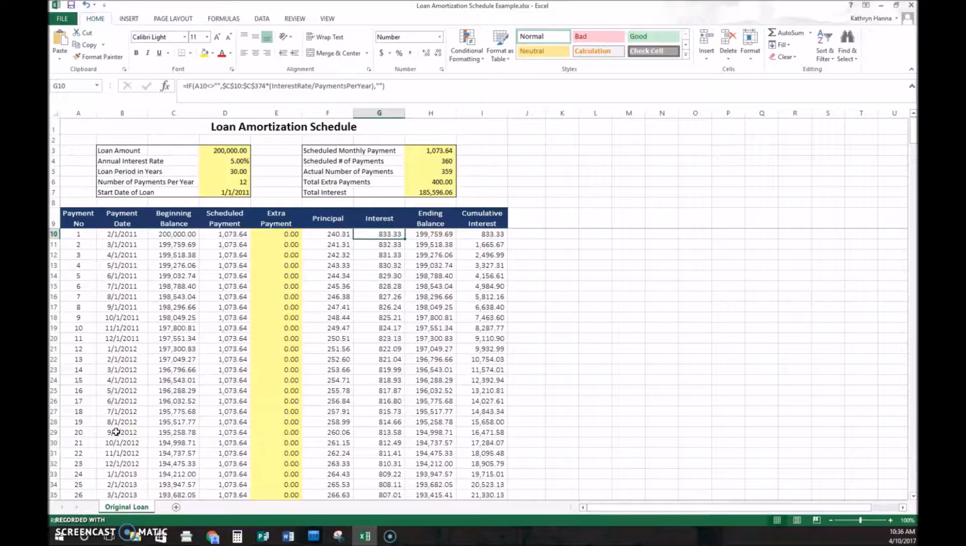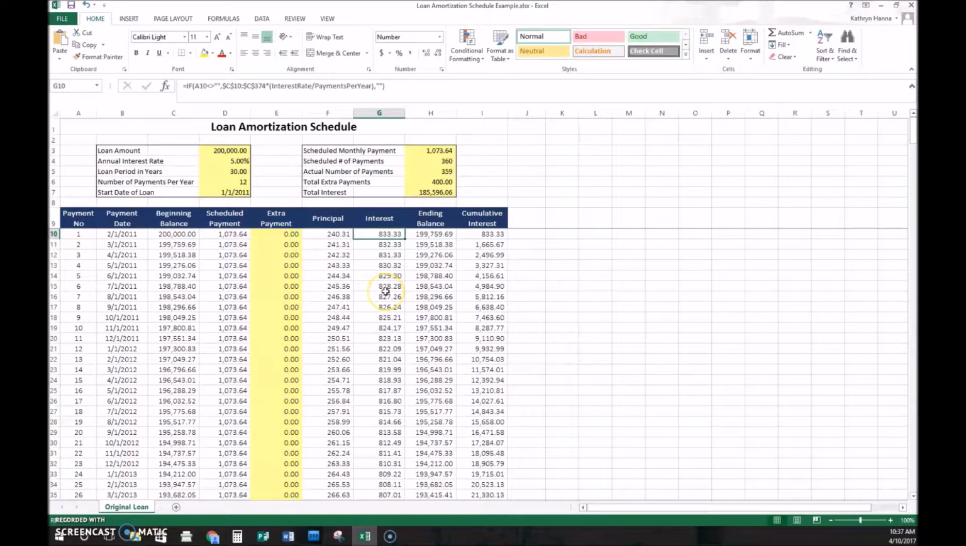To see how this is being calculated, we can look at this first payment, which would be February 1st. Take the $200,000 beginning balance, and if we multiply that by the monthly interest rate, which would be the annual interest rate divided by 12, we get the $833 for interest. The principal payment is simply the scheduled payment minus the interest, and then you would add extra payments too towards the principal if you have any of those.